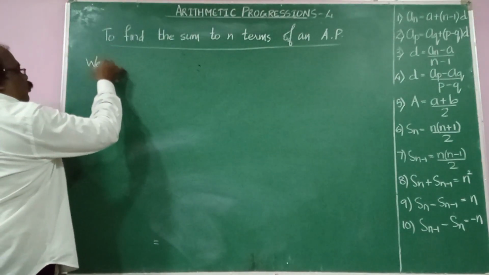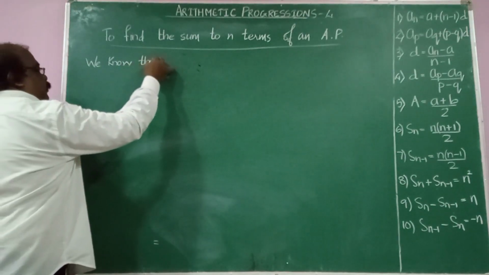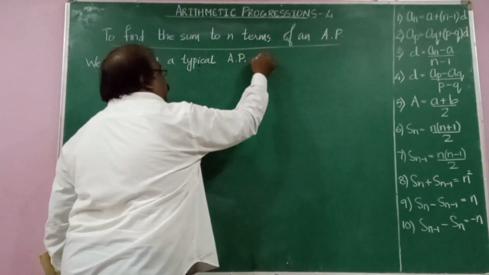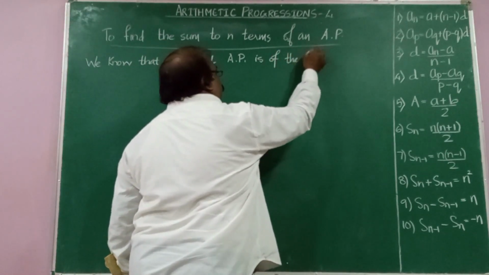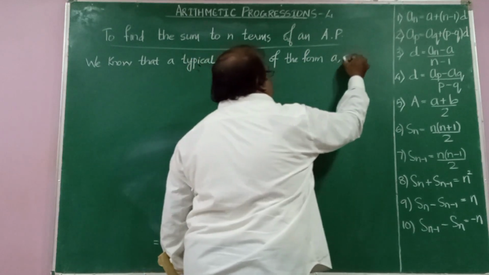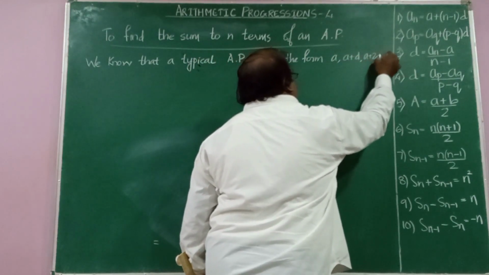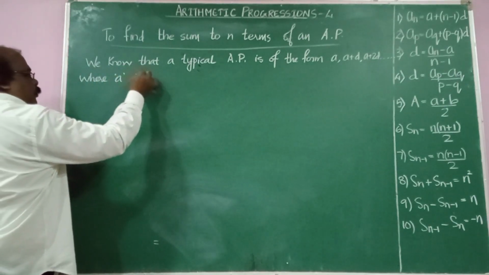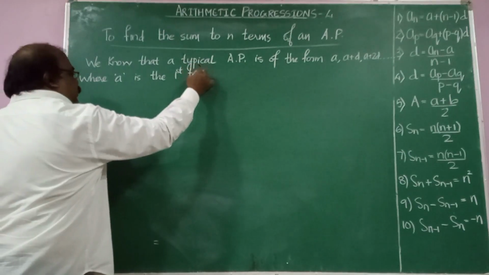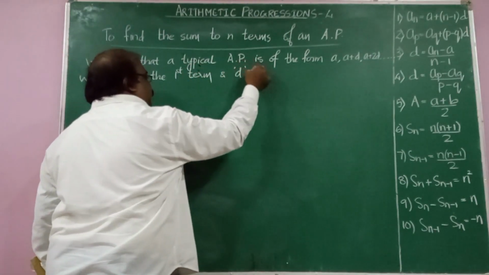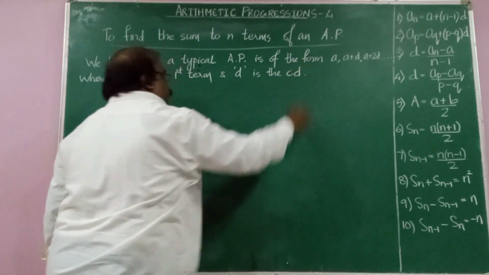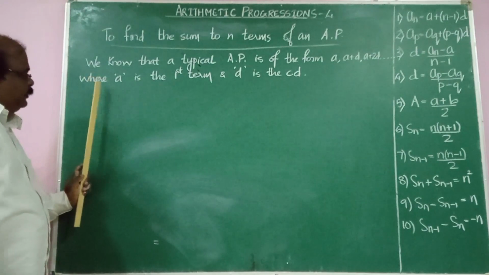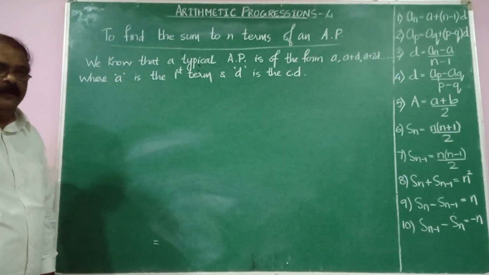Now we know that a typical arithmetic progression is of the form a, a plus d, a plus 2d, and so on, where a is the first term and d is the common difference.